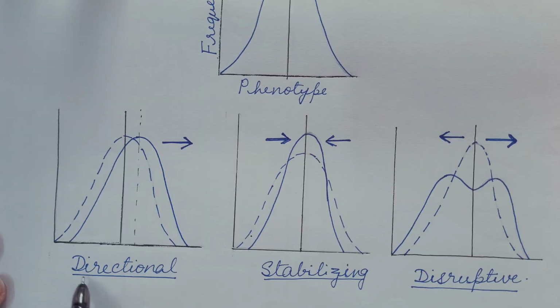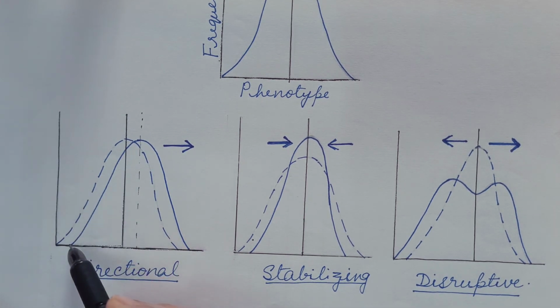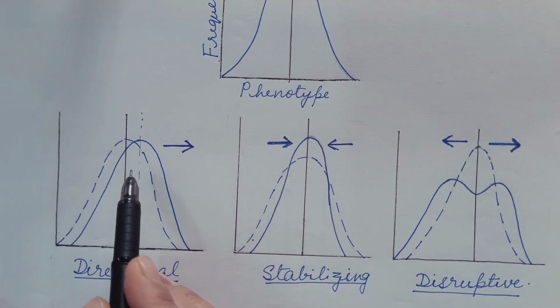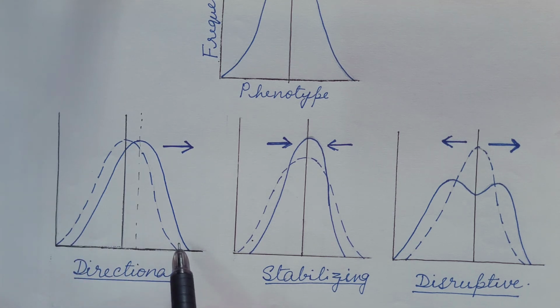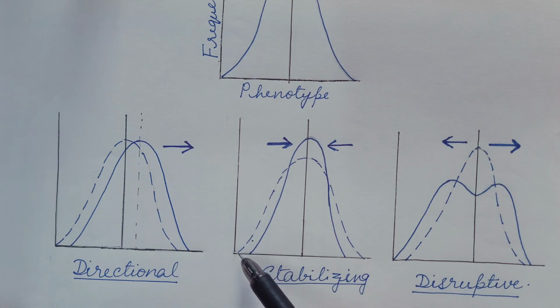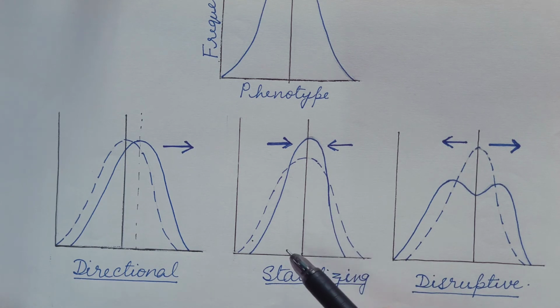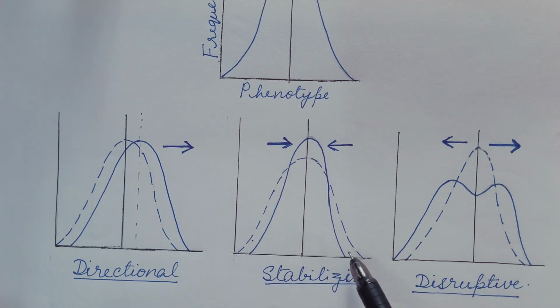This is the mean. In the directional selection, before the selection, the population is like this, which is shown by dotted lines, and this is after the selection. So, it moves in one direction due to the change in the environment in one direction. Individuals are eliminated from the one end and these are added towards the other end. Second is the stabilizing selection. The dotted lines show the graph before the selection and this is the graph after the selection. It takes place in the unchanging environment. Here the extreme phenotypes are eliminated and intermediate ones are favored.